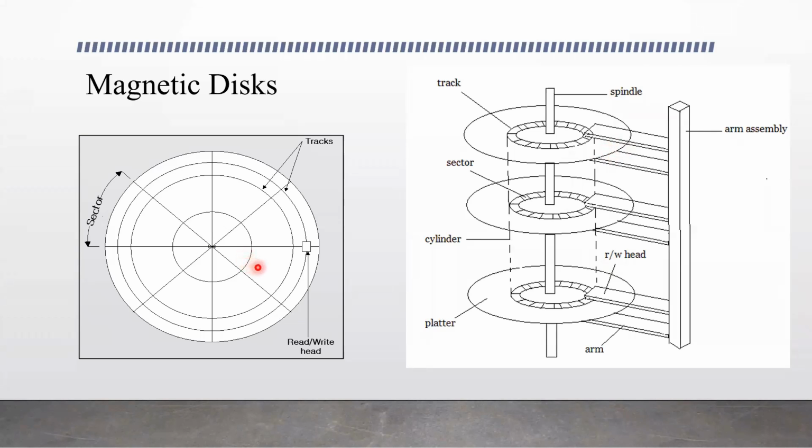If we have a closer look at the disk, it is divided into circular tracks. This is the surface of the disk, and it is divided in a circular way into tracks, and each track is again divided into sectors. These are called sectors. Here you see one sector, and another sector. The tracks are subdivided into sectors, and this is one track and the next track. This circular division of the disk is called tracks.